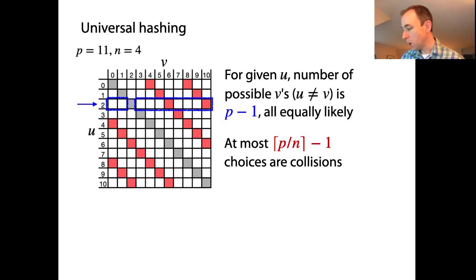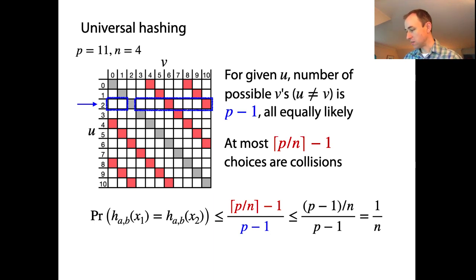We can say at most ceiling of p over n minus 1 choices are collisions, based on using the inverse in general. And therefore, we can say that the probability of a collision is at most ceiling of p over n, minus 1, over p minus 1. That's like considering a particular row of this matrix, which is at most this, which equals 1 over n. Okay? And this argument works.